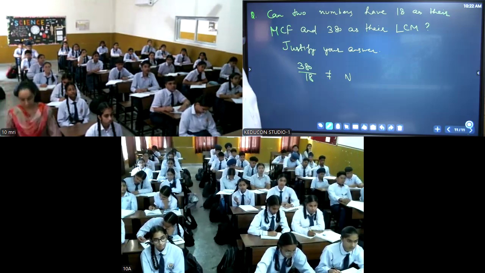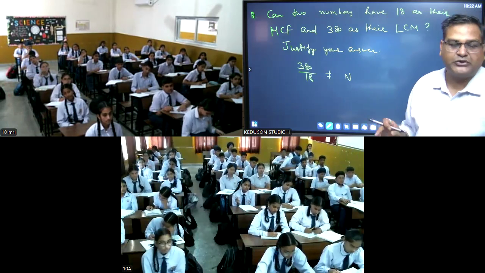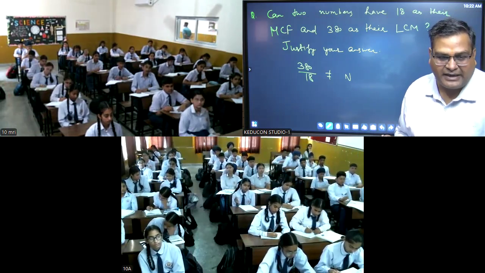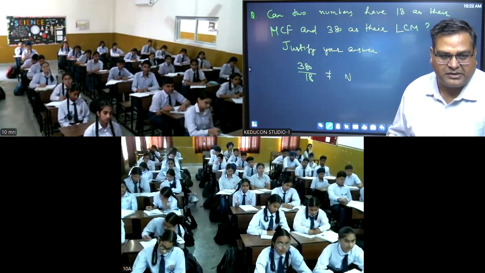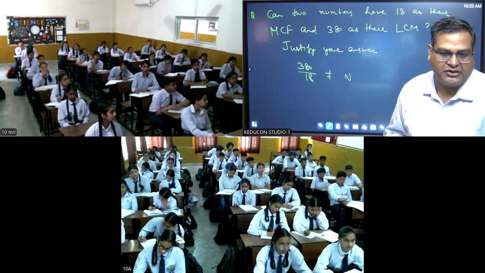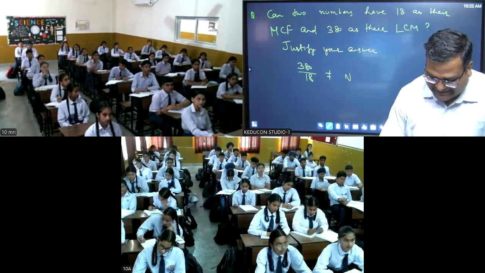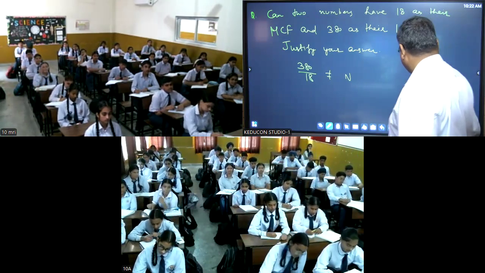Yes or no? Yes. When you divide by 18, your number comes in decimal. Yes. Therefore, it is not a natural number. Therefore, this information is not true. Is it clear? Yes. Next question, look.